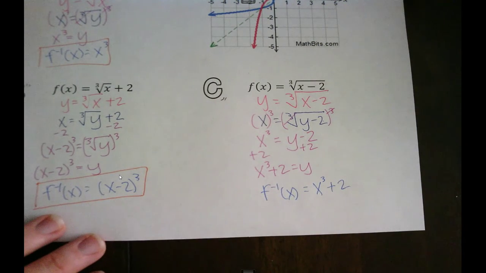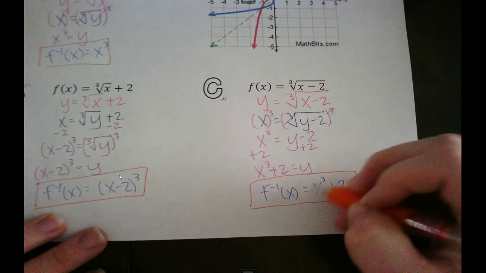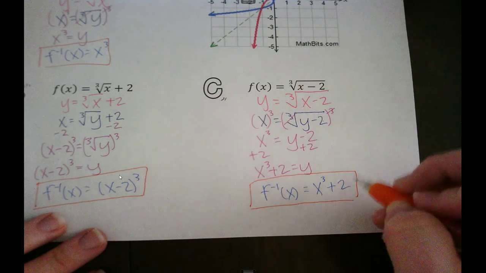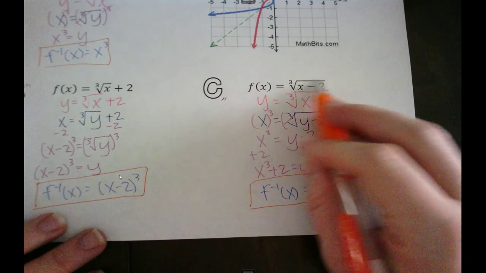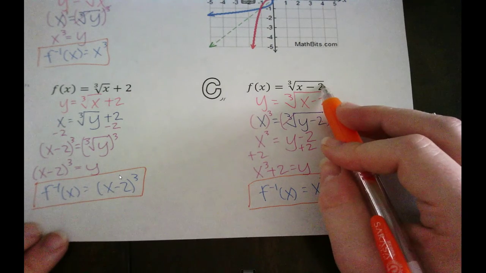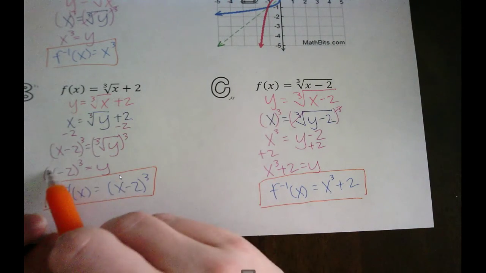This time, the reason that 2 is not in parentheses and being cubed as well is because originally it was underneath our radical, where in the previous one it wasn't. So it's going to be a part of our cube.